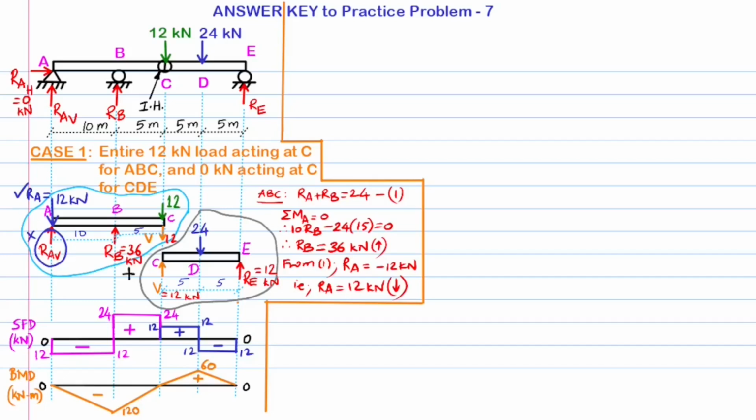Welcome back to the answer key to the given practice problem. Let's apply the first hint. The two parts of the beam are separated and the loads are shown with the assumption that the part ABC holds the entire 12 kilonewtons at C, while the part CDE does not hold any load at C. The shear force diagram and bending moment diagram shall be obtained as shown.